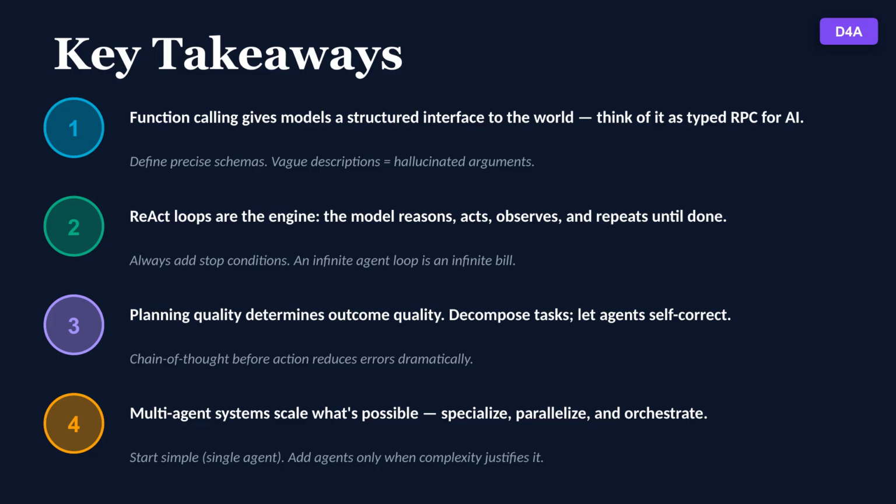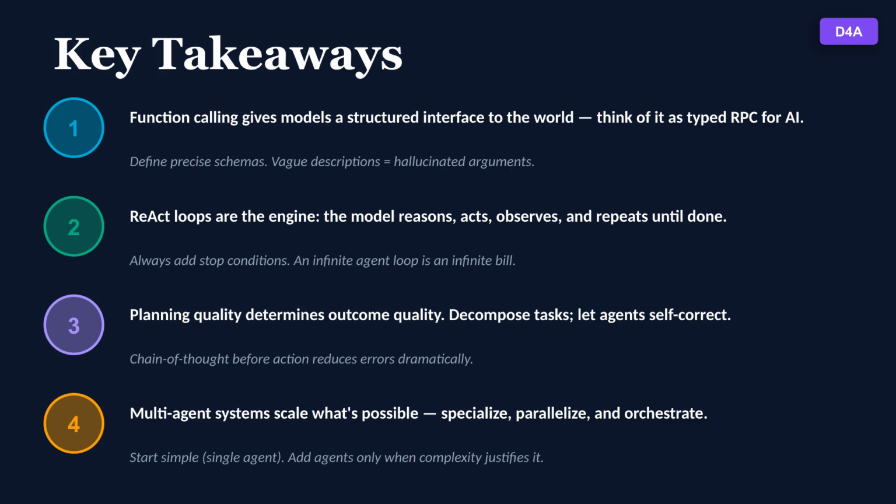4 things to remember. 1. Function calling gives models a structured interface to the world. Define precise schemas. Vague descriptions equal hallucinated arguments. 2. ReAct loops are the engine. The model reasons, acts, observes, and repeats. Always add stop conditions. An infinite loop is an infinite bill.